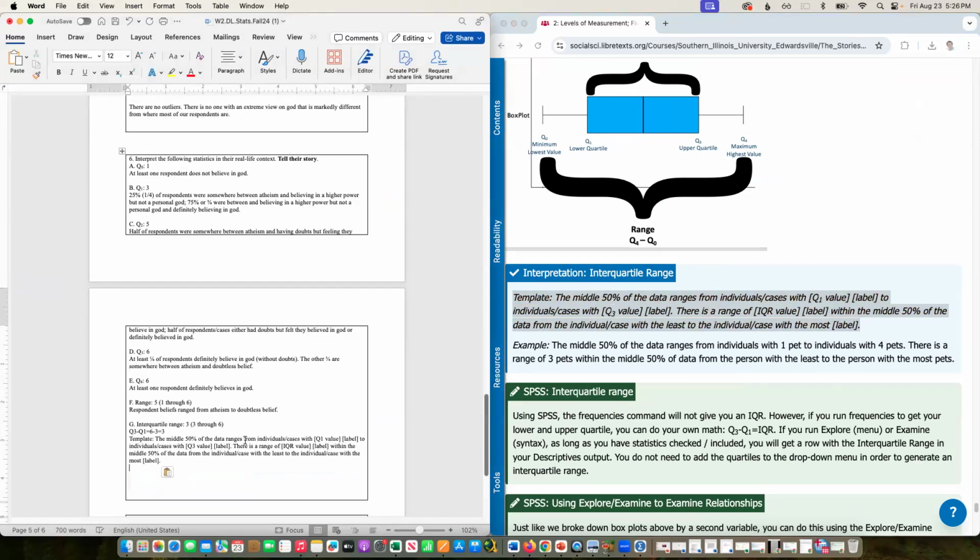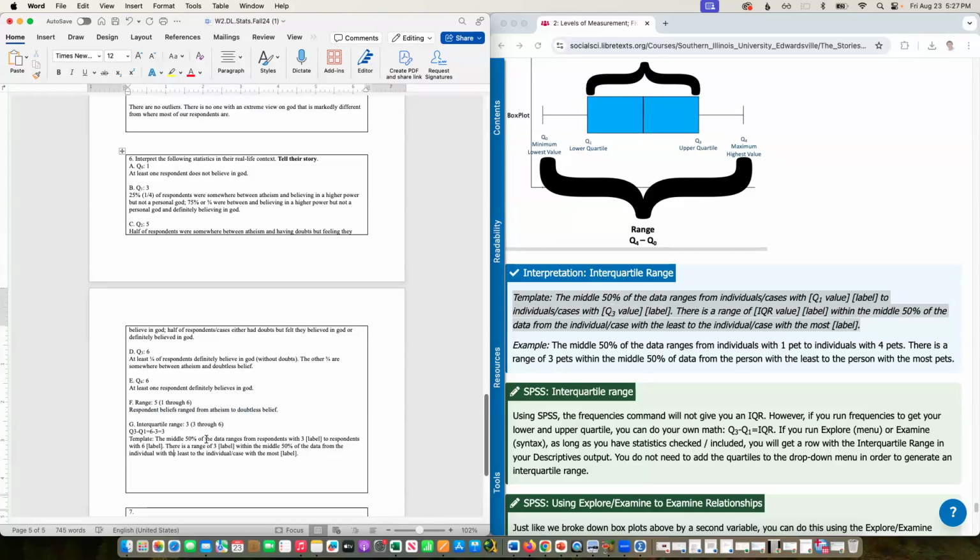So the middle half of the data ranges from respondents with 3 to respondents with 6. There's a range of... and so the label, again, if this was income and it was like 20, you'd do $20,000, right? That's how you'd add the label on. This is a little bit different. There's a range of 3 within the middle half of the data from the individual with the least to the individual with the most. So then we're just saying, right, this span here.